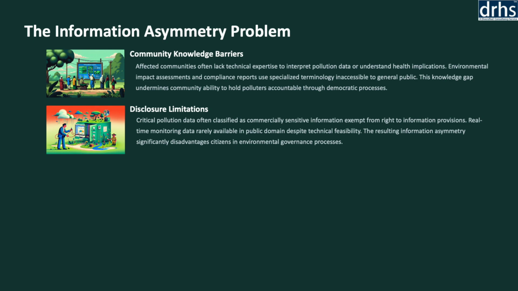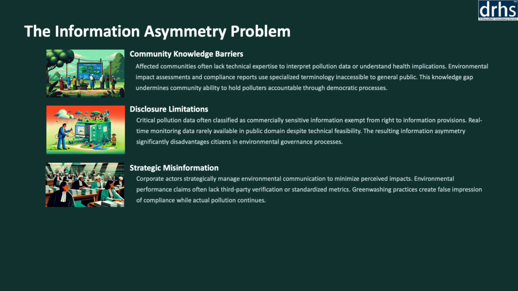While laws like the Environmental Impact Assessment EIA notification of 2006 mandate some levels of disclosure, compliance remains weak, and disclosures are often vague, highly technical, or delayed. Companies tend to underreport environmental risk, and enforcement agencies rarely compel full transparency.